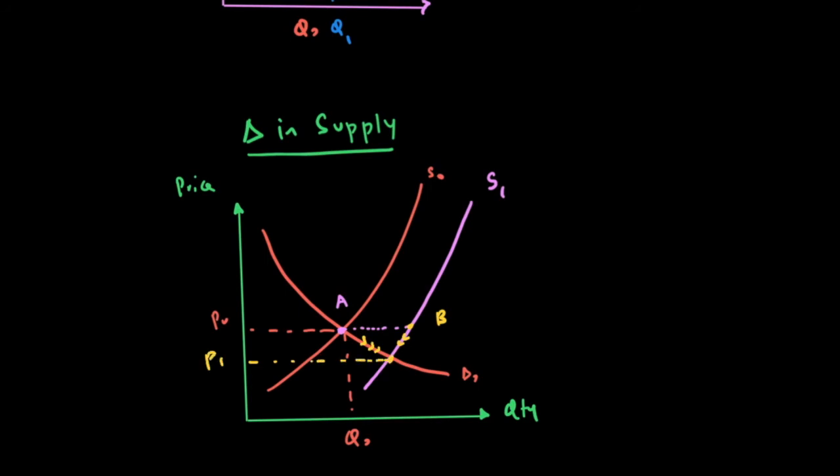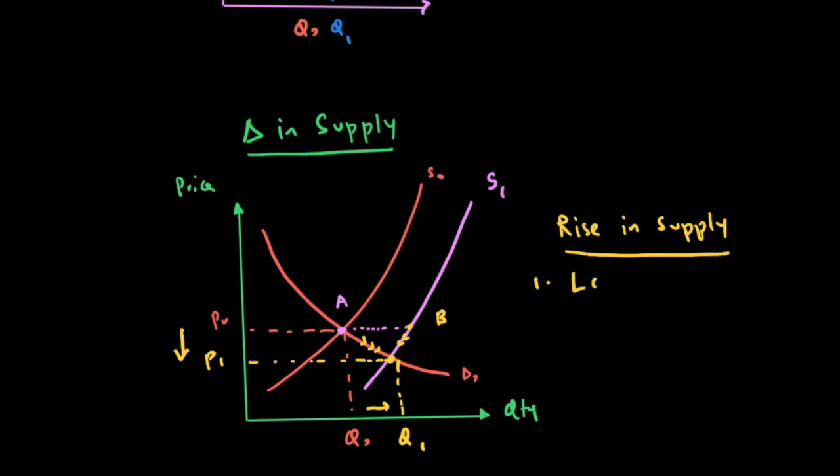at P1 we can say that the price has gone down and there is a higher quantity demanded. So let me write this: a rise in supply will result in, number one, a lower price, and number two, a rise in quantity demanded.